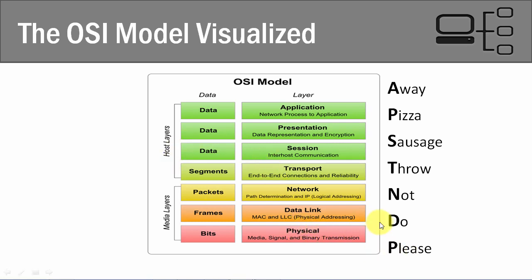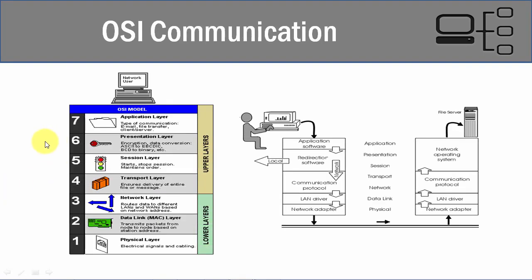And so having these little phrases here is going to be an easy way for you to memorize that. So please goes with physical, do goes with data, not goes with network, throw goes with transport, sausage goes with session, pizza goes with presentation, and lastly, away goes with application. So if you remember little phrases like this, like please do not throw sausage pizza away, or programmers do not throw sausage pizza away, it's a really good way to memorize these layers because there are 7 of them to memorize. So now let's go ahead and jump to the next slide.